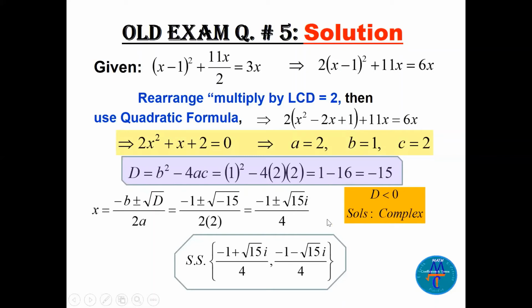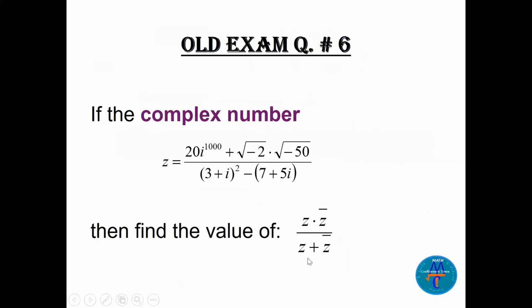Minus is negative, so we have a negative discriminant. Solutions are complex. Just put the formula here, minus b, so minus 1, plus or minus square root of minus 15, and there is a 4 here. Take the i out, and we cannot simplify the square root of 15, leave it. That's the solution. Now, same idea here, z is equal to this. I don't think this is an easy question, but it is a nice question.